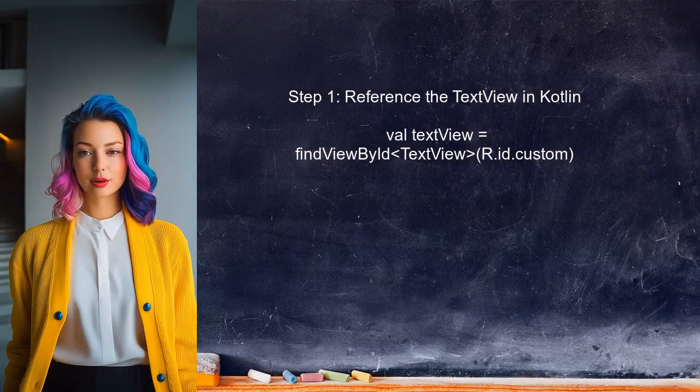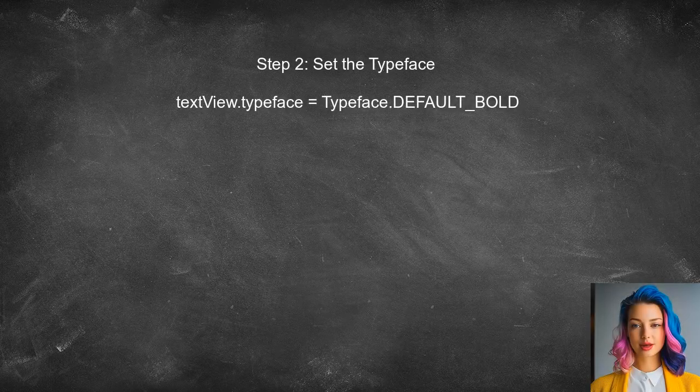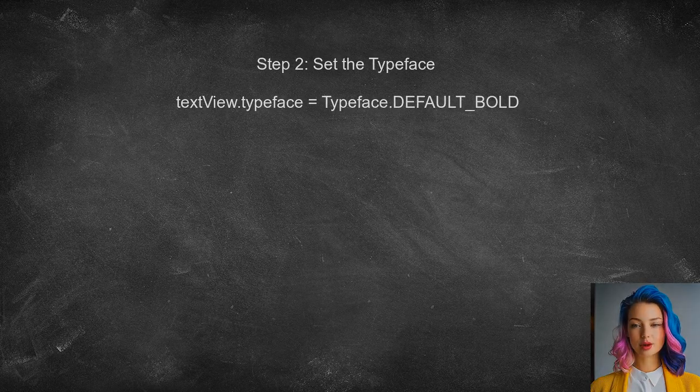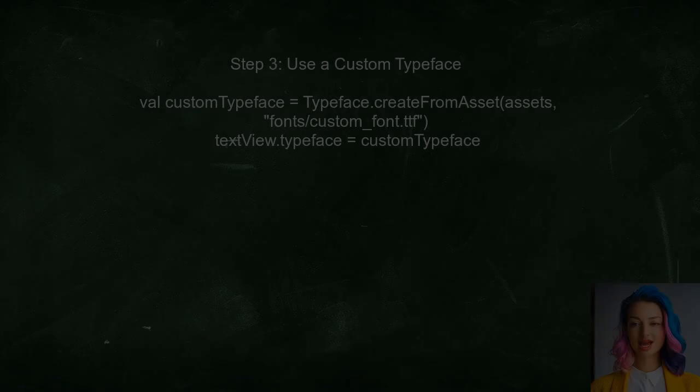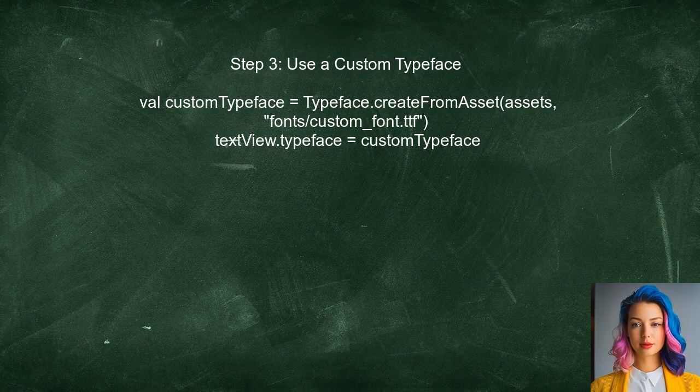To set the typeface of a text view in Kotlin, the user can start by referencing the text view from the layout. This is done using the findViewById method. Next, the user can set the typeface. In Kotlin, this can be achieved by using the setTypeface method directly on the text view instance. Alternatively, the user can also use a custom typeface by loading it from the Assets folder. This allows for more flexibility in design.